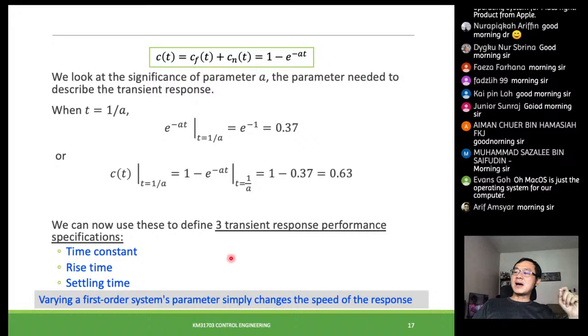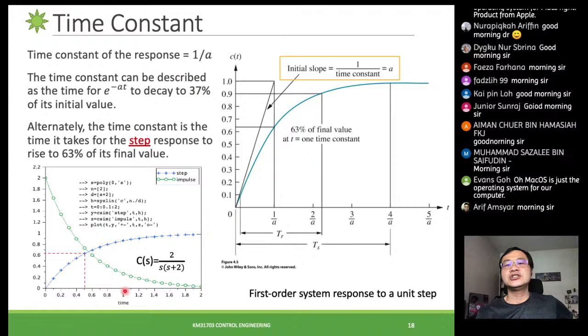So by doing that, now if we vary all these parameters, or if we vary this a, it will actually change the speed of the response. Okay, how fast it rises, and how fast it settles to the steady state, right? So we want to know how it changes according to that. Okay, so this is the first important specification of a first order system. We call it the time constant. Okay, I believe you saw time constant in thermodynamics as well.